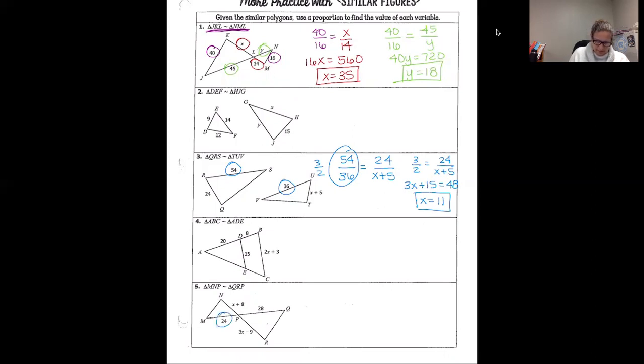All right, PM and PQ. So 24 over 28 will reduce to 6 over 7. So 6 over 7 equals, and you don't have to do that, it just might make it easier. So 6 over 7 is going to equal X plus 8 over 3X minus 9. So distribute: 7X plus 56 equals 18X minus 54. 11X is 110, so X is 10.